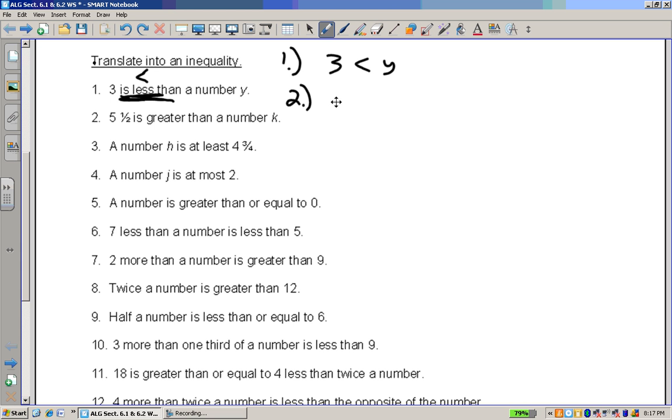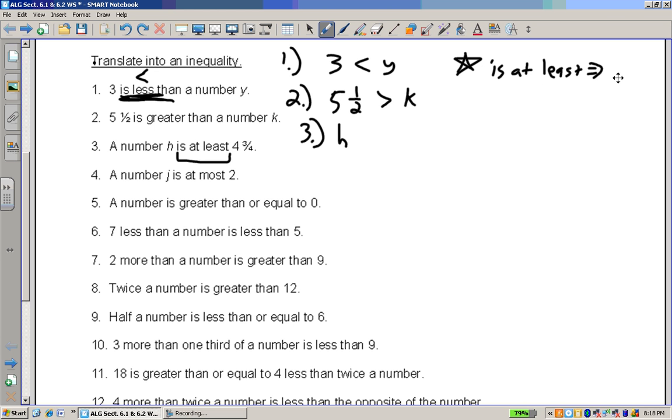Number 2, 5 and 1/2 is greater than a number k. Number 3, a number h is at least. Now be careful with is at least and is at most. They're actually the opposite of what you would think. So is at least, you might want to put an important, just tell yourself that this is very important, is at least. That's actually greater than or equal to.